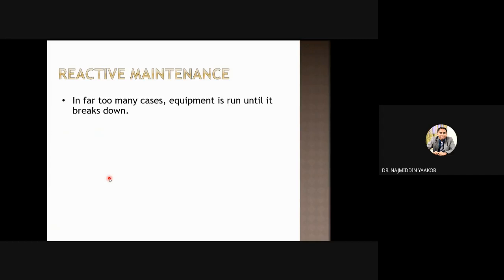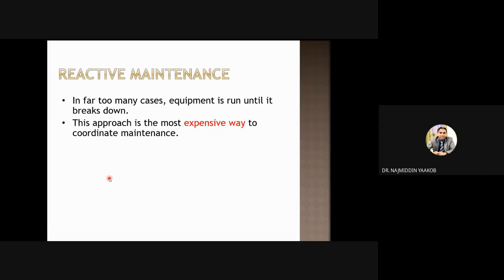Equipment is run until it breaks down. So meaning that you run all your equipments and you only stop when your equipment breaks down. This is the most expensive way to coordinate maintenance, because you just run through your equipment without any proper investigation or without properly checking the equipment, and you just run your equipment until it breaks down. So this is the reactive maintenance.